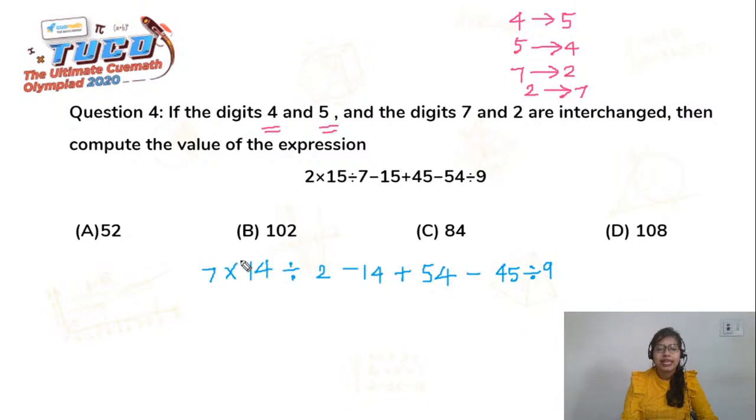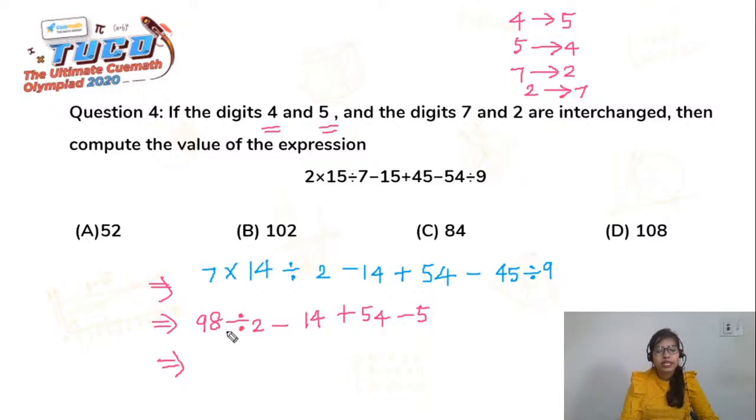Alright. So with this, let's quickly see 7 times 14 divided by 2. So 7 times 14, as I told you, when you go from left to right, the operation which appears first out of multiplication and division, just go with it. Okay, so I see that my multiplication is first. This is 98 divided by 2 minus 14 plus 54 minus 45 divided by 9. We know that this is going to be 5. 9 times 5 is 45.